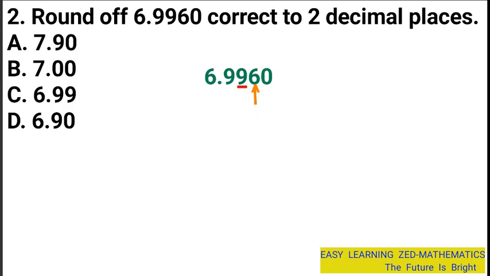So the numbers that won't be affected are 6.9. However, we don't have to write the 9 and 6. We are just going to write those two to show that these are not going to be affected. When we look at 6, which is going to be removed, is it equal to 5, greater than 5, or less than 5? We know that 6 is greater than 5.